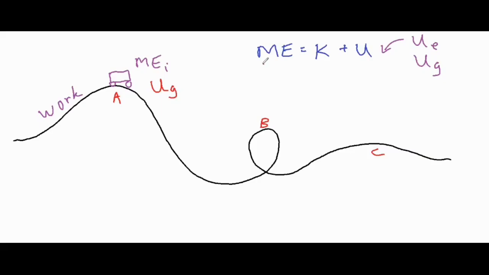That total mechanical energy is going to stay constant in this closed system as long as we are treating it as an ideal system that doesn't have any factors affecting it, such as air resistance or friction.